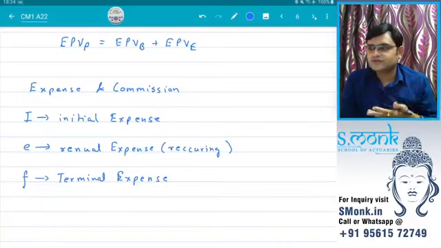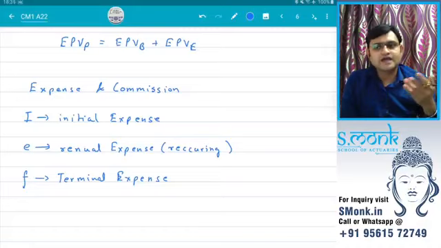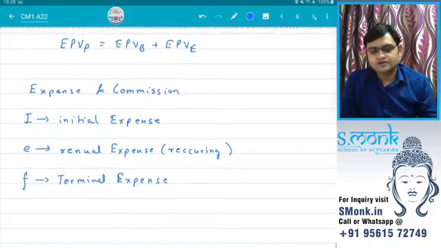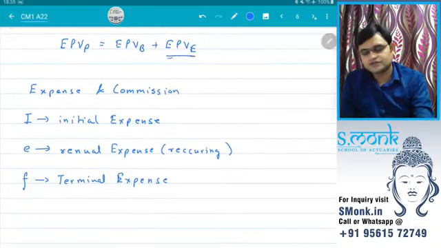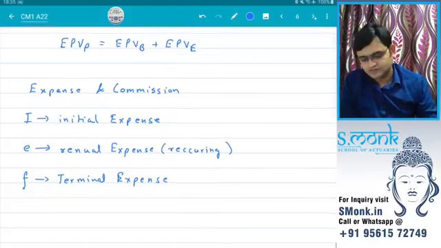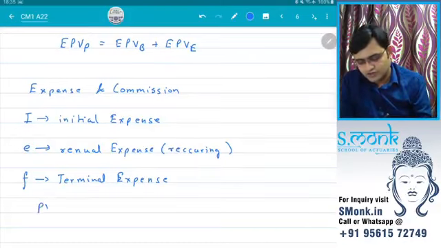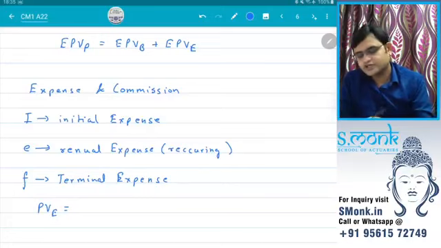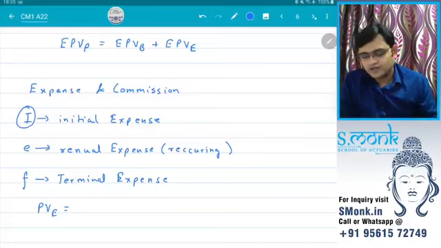The calculations of expenses and commission are exactly the same, and that is why I don't make two different expected present values. We will take only one for expenses as well as commission. So first, let's talk about present value of expenses, initially, the initial expense.